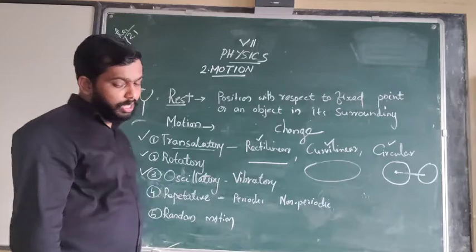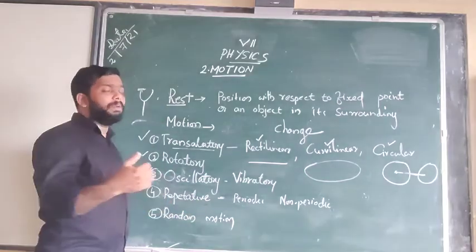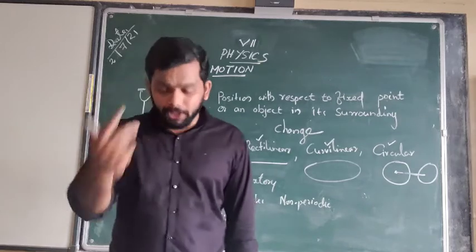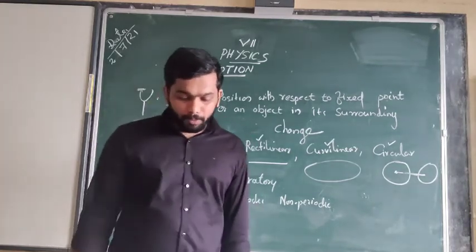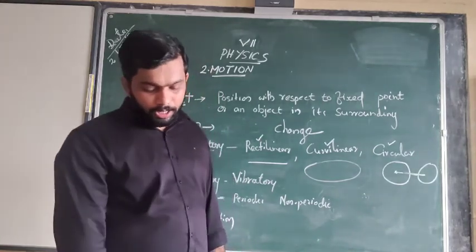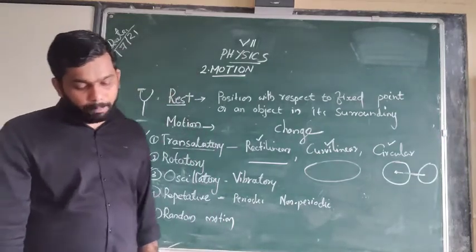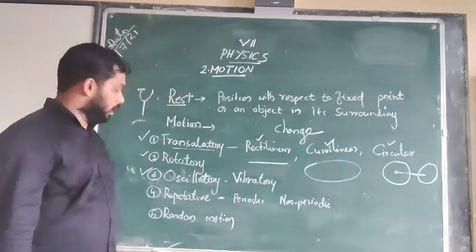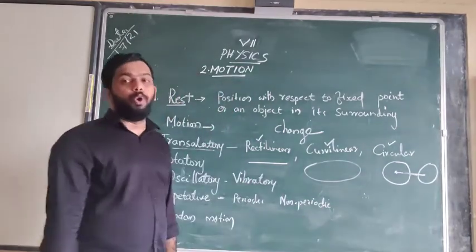The next one is repetitive motion. That means the same kind of motion is repeated. When an object moves such that it repeats its motion after a certain interval of time, it is said to be in repetitive motion. And repetitive motion is of two types: periodic motion and non-periodic motion.